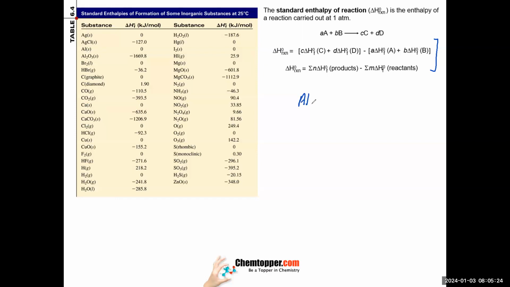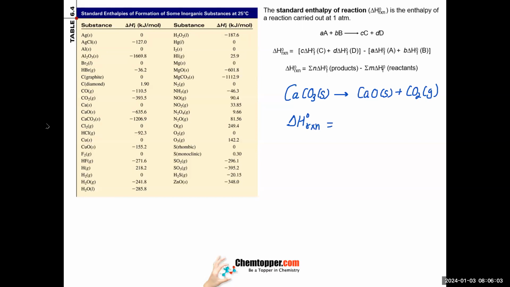CaCO3 solid. Is this value given? I have to take something which is given. Oh, sorry, it's not given, so I'm taking this value. This is given. CaCO3 solid giving you CaO solid plus CO2 gas. Calculate delta H naught of the reaction using formation enthalpies.